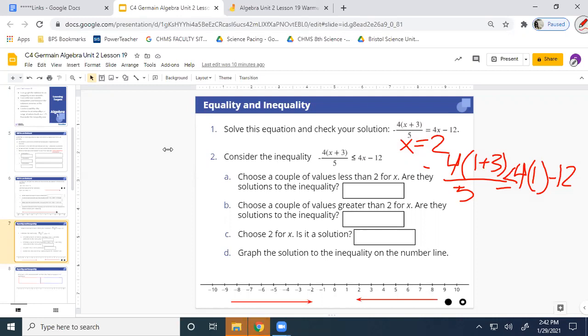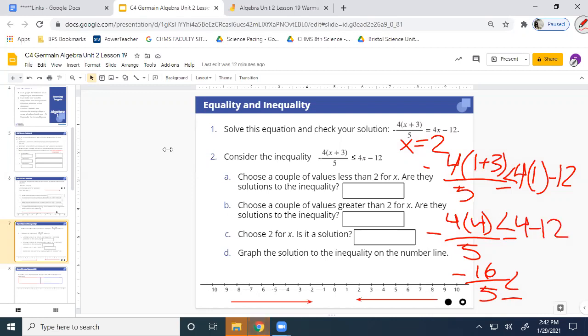Okay, we don't have to go all the way. Negative, or 4 times 4, right? 4 times 4 divided by 5, negative 16 fifths, is less than or equal to 4 times 1 is 4 minus 12. 4 minus 12 is negative 8. Now, negative 16 fifths is negative 3.2.